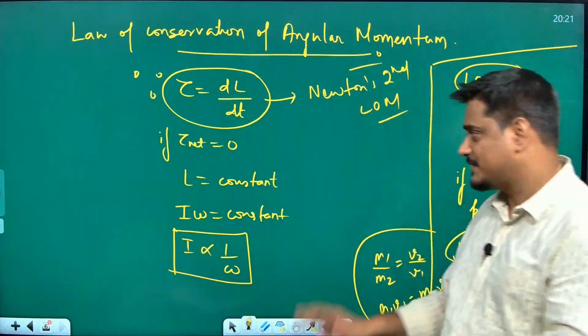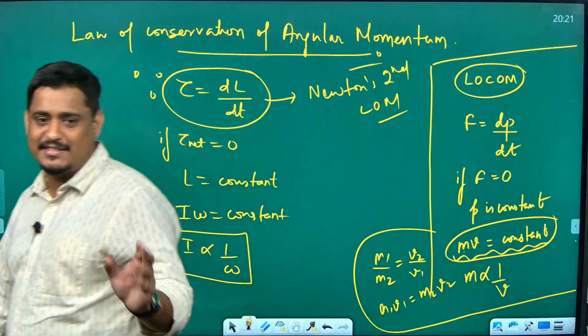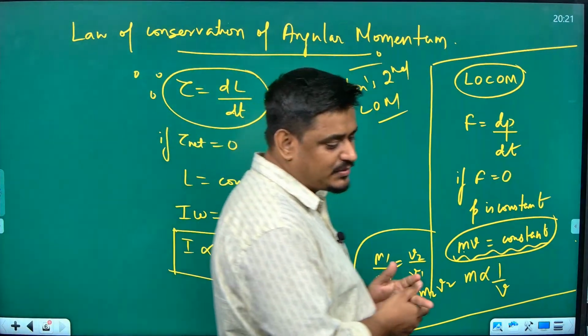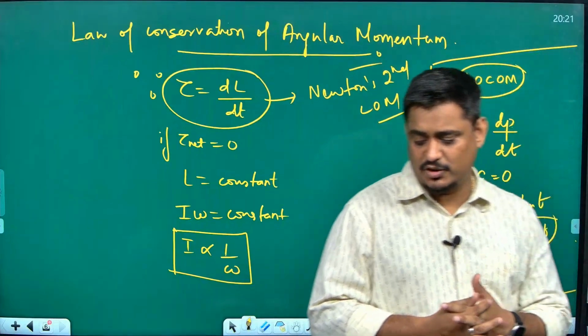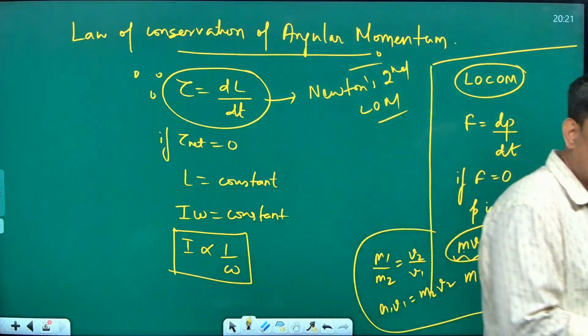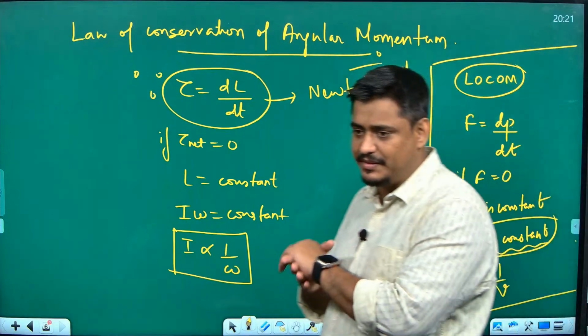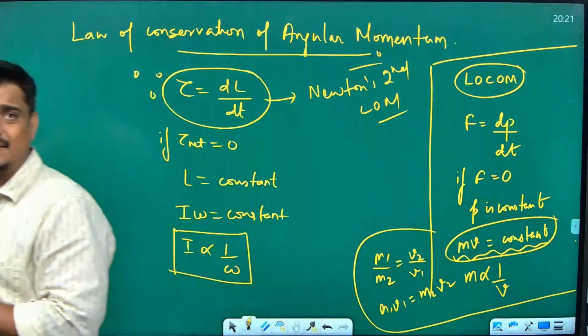The data is sufficient. What data I gave is sufficient for finding the answer. Think for a while, you will get the answer. Shall I repeat the question? The question is, if the radius of Earth becomes half, what will be its time period?